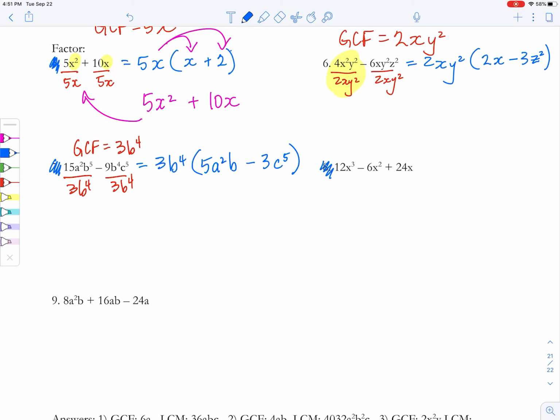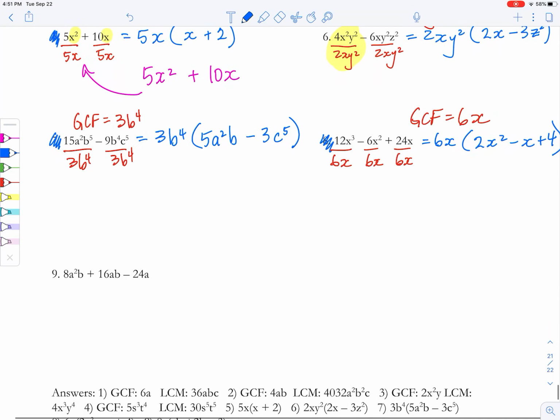Question 8. The GCF of 12, 6, and 24: the biggest number I can take out is 6. And then the largest number of x's is just 1. So I'm going to take out 6x, open my bracket. And you're going to get to a point where you can just divide those numbers by 6x in your head. So 12x cubed divided by 6x is going to be 2x squared, minus x, plus 4. And that's that answer.